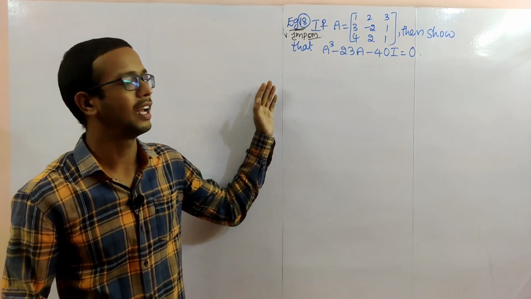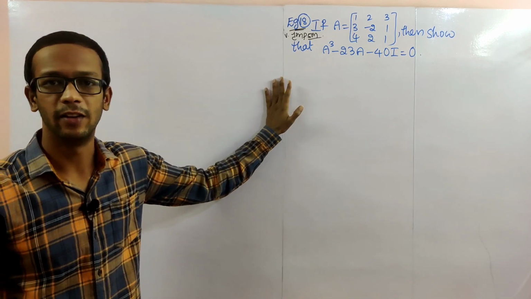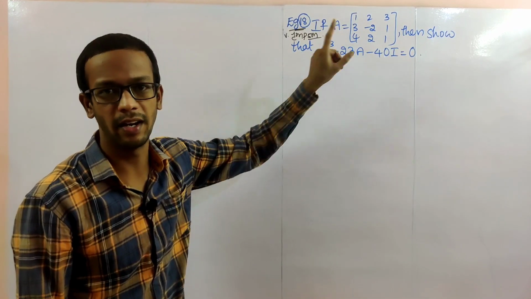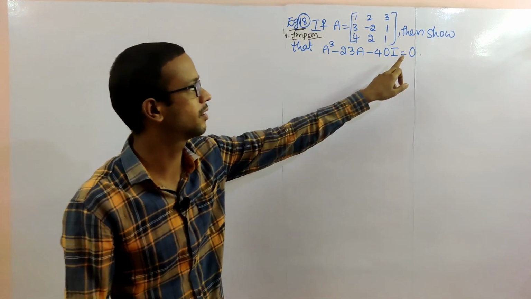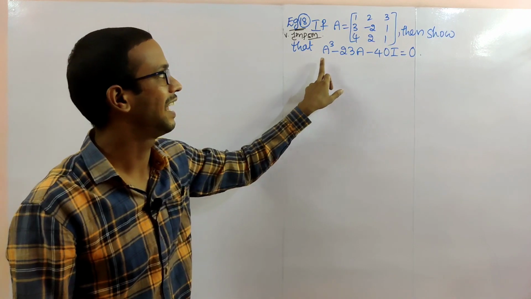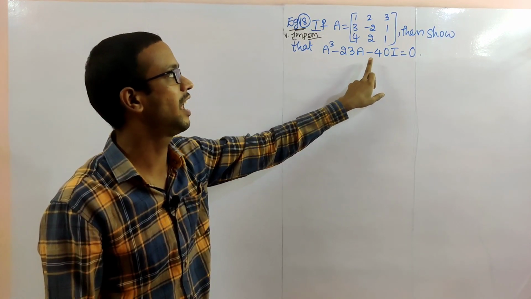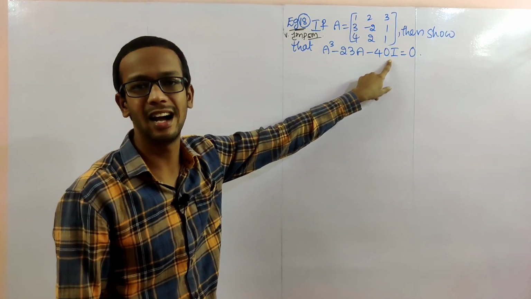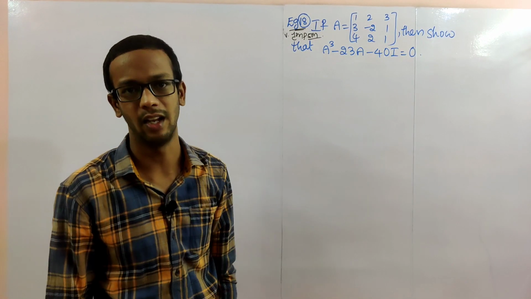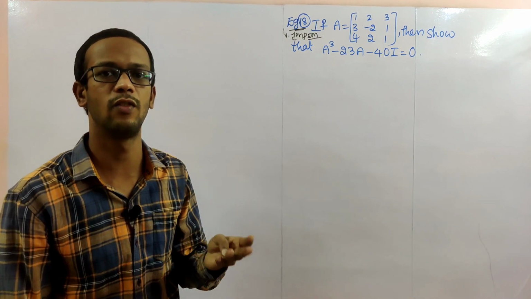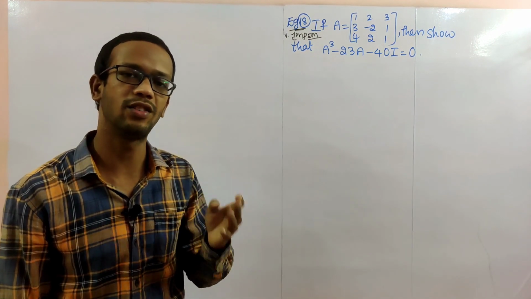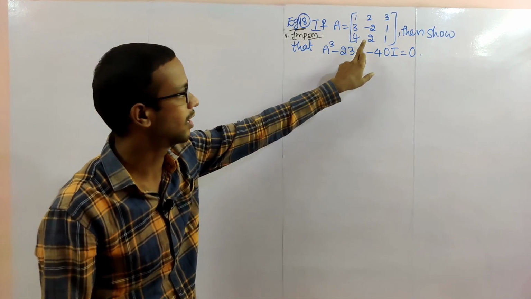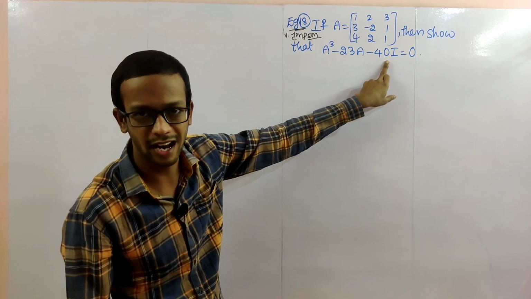Next, example 18. Very important for 5 marks question. If capital A is the 3 by 3 matrix given, then show that A cube minus 23A minus 40I equals O. Here I is the identity matrix of order 3. We know it is 1 0 0, 0 1 0, 0 0 1. This one we know already, and this A matrix we already know. We can substitute the I matrix here.